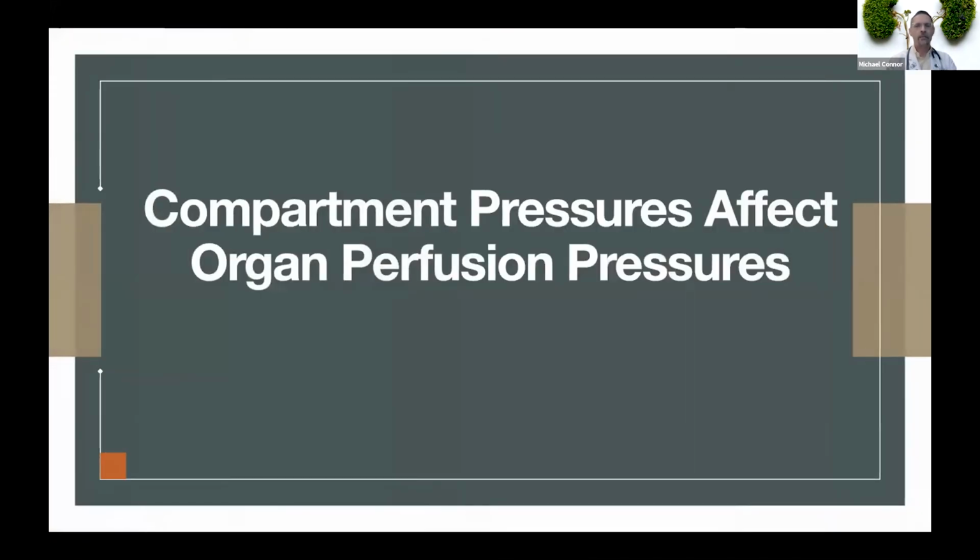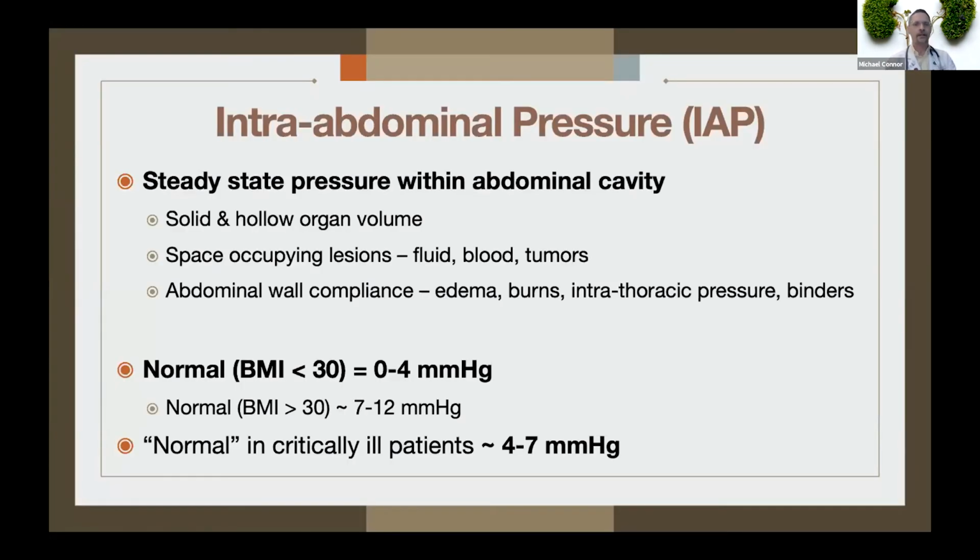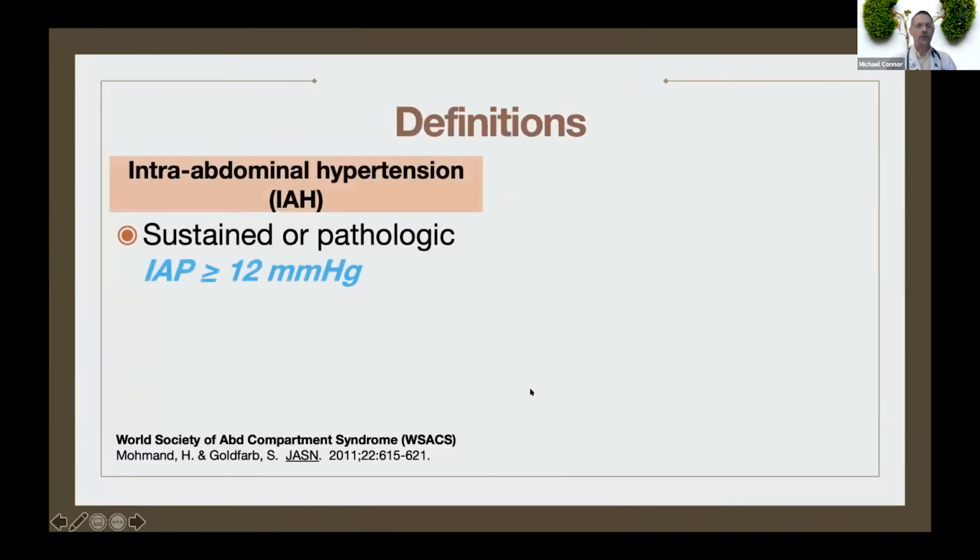Let's talk about compartmental pressures and how they affect organ perfusion pressures. And by these, we talk about abdominal perfusion pressure, cerebral perfusion pressure, coronary perfusion pressure, and mean perfusion pressure. So let's first talk about intra-abdominal pressure. Intra-abdominal pressure is the steady state pressure within the abdominal cavity. Your organs and any sort of space-occupying fluid or lesions contribute to this. Abdominal wall compliance issues contribute to this. And normal is quite low. And in critically ill patients who are on the ventilator and have gotten fluid, it can go up a little bit.